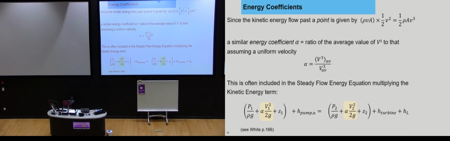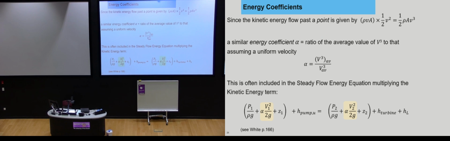We do something very similar for the energy, so there's an energy correction coefficient. If you look here at the bottom, you'll see it appears in the White version of the steady flow energy equation. Where does this alpha come from? This comes from considering the kinetic energy flow past a point. So we've got a flux here, here's our energy, and so we end up with a half rho AV cubed. This is the local term, but we want to know what the actual average flow of energy is, and so this alpha coefficient is used.